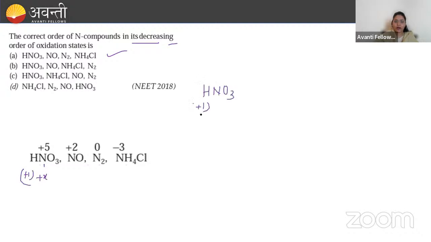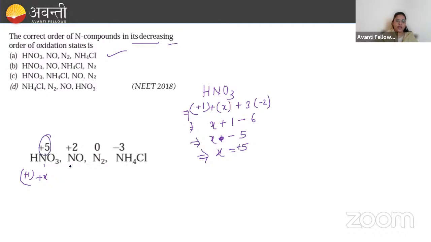Here +1 for hydrogen. Nitrogen, I don't know. There are 3 oxygens, and each is -2. Right? So here X + 1 - 6, that is X - 5, so X is equal to +5. So here +5 is the oxidation state. For NO, what will it be? X + (-2), so X is equal to how much? +2. Very good. N2 is what? The same, a homonuclear diatomic molecule, that's why its oxidation number will be 0.